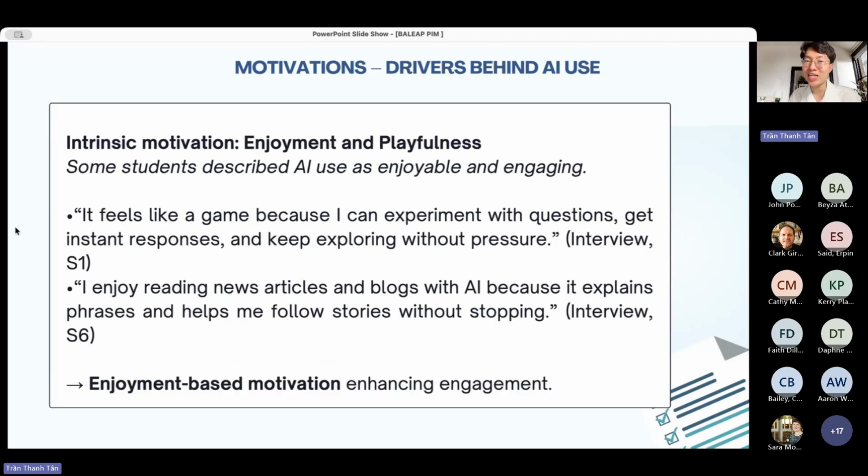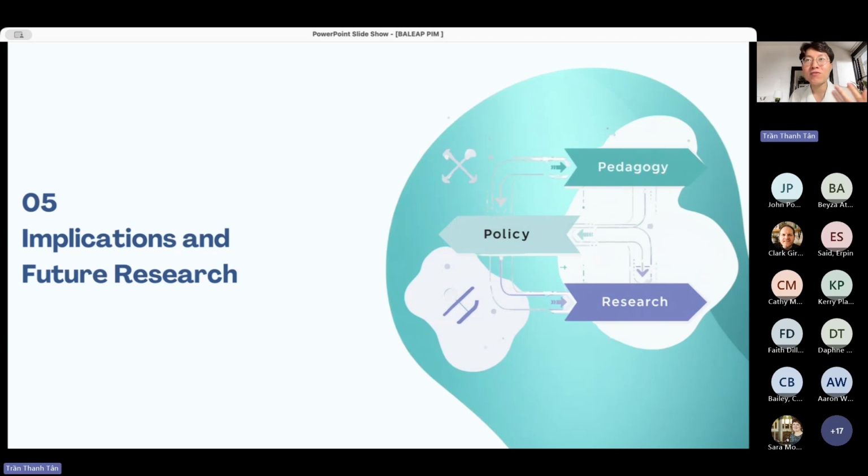And here, it's so interesting that some students consider using AI as enjoyment or playfulness. You can read interviewee number 1: "It feels like a game because I can experiment with questions, get instant responses, and keep exploring without pressure." So she considers it one of the games. And interviewee number 6 said "I really enjoy reading news articles and blogs with AI because it explains phrases and helps me follow the story without stopping." At this time, we can see that enjoyment-based motivation enhanced engagement. Okay, that's the end of the key findings.